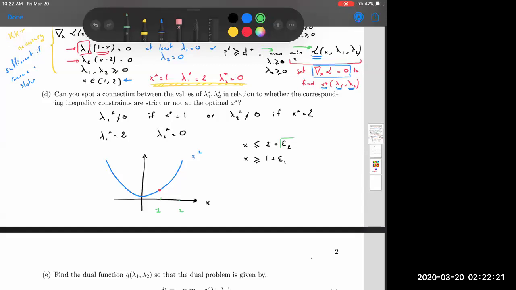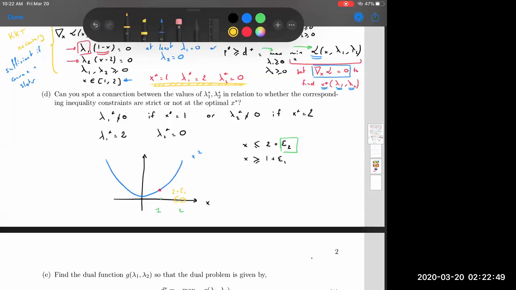So if I move a little bit the epsilon 2 here, I put my new constraint maybe here, 2 plus epsilon 2. So I will reduce my feasible set or change my feasible set around 2. It will not change the optimal point.